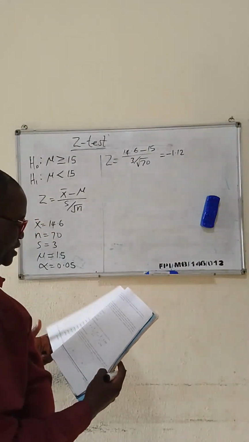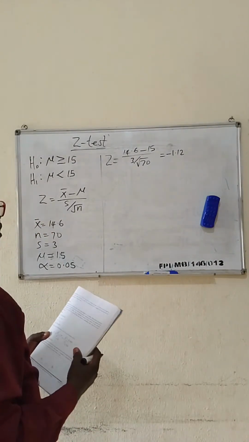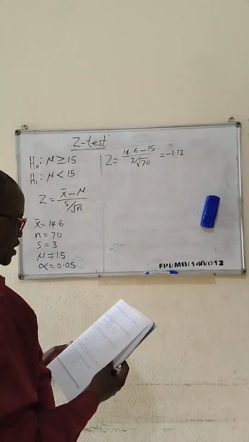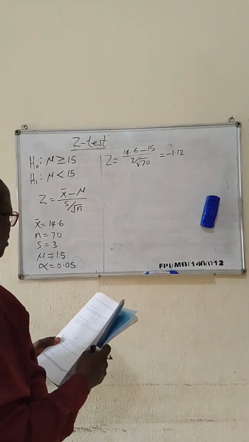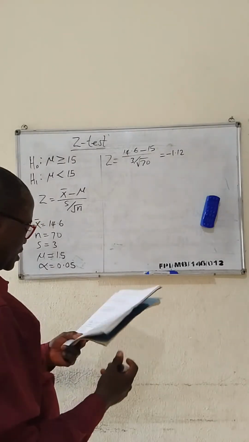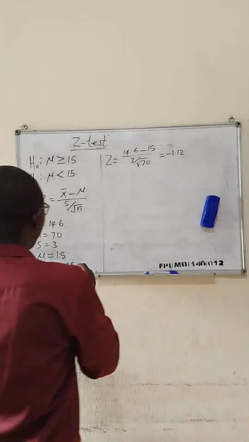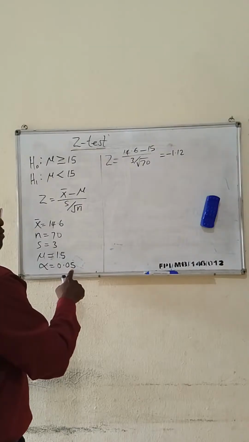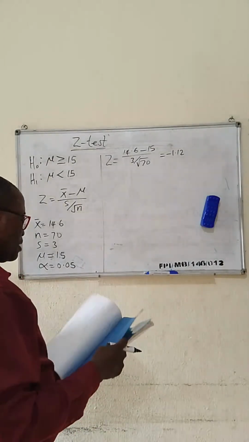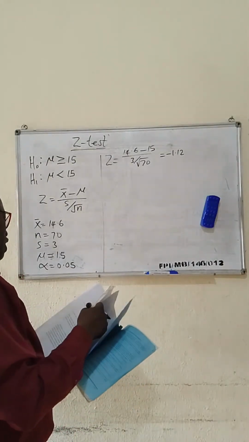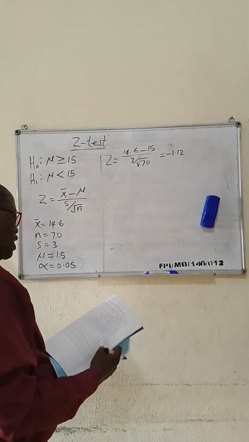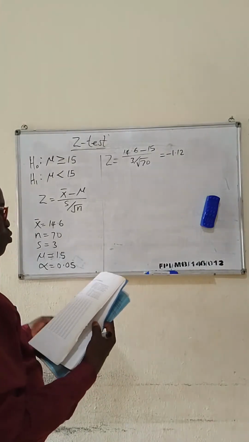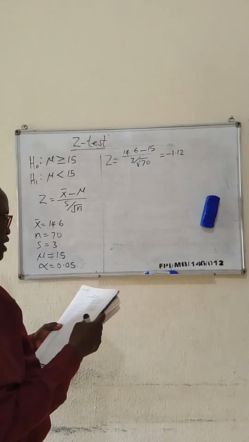Now, we want to look at the value of Z test on the statistical table, at the level of significance of 0.05, that is 5%. So we turn to the table. You check your table now on page 1. On page 1, you see a table.